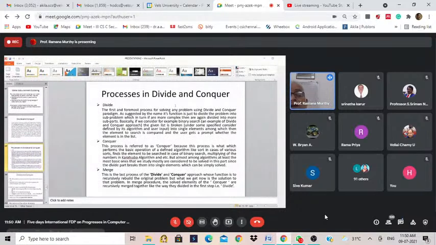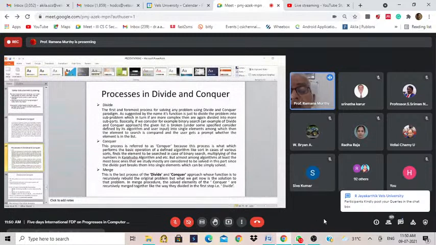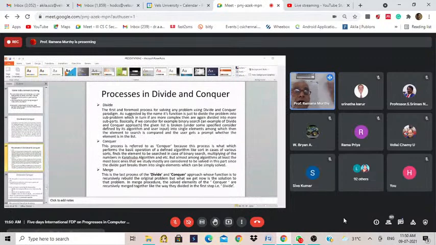The basic operation defines the algorithm, like, as I told you, merging here and sorting there. In the case of various sorts, find the element to be reached. In the case of binary search, multiplying the elements with the Karatsuba algorithm. We will use the Karatsuba algorithm, but almost among algorithms, at least the most basic ones that we study mostly are considered to be solved in this part, since the divided part breaks them into single elements which can be simply solved. Now, at the end, divide, conquer, and then merge them.